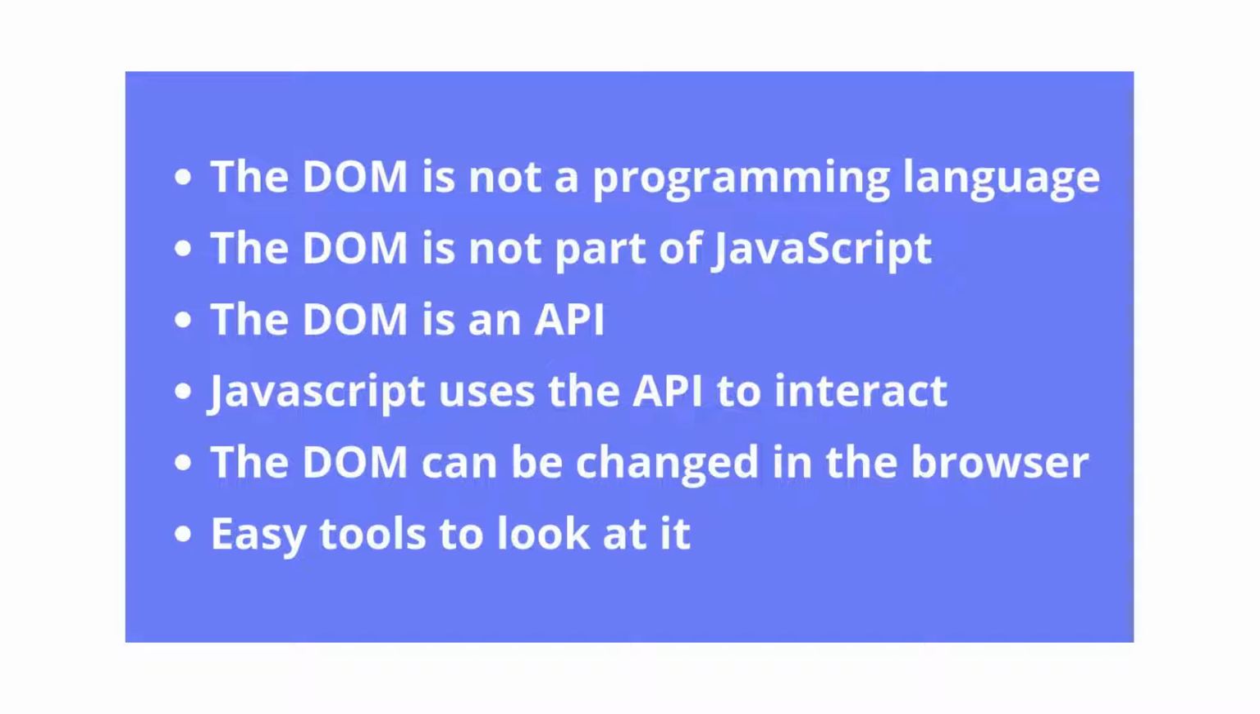Now let's go through some of these other details here. The DOM is not a programming language in itself. So you have to have some kind of language to interact with it, and that language is JavaScript. But the DOM is not part of JavaScript. JavaScript is just a language, and the DOM is an API. So it's an interface, and JavaScript uses that interface to interact with the DOM, and therefore the things that are being built and stored inside of the browser. And the DOM can be changed in the browser. So this is a key factor here.